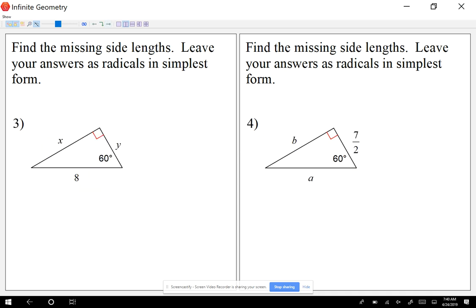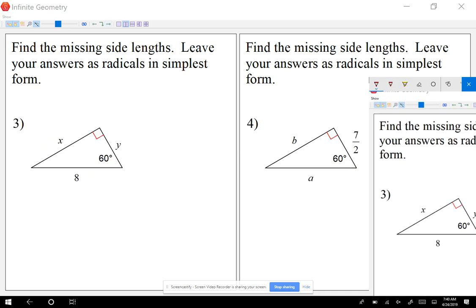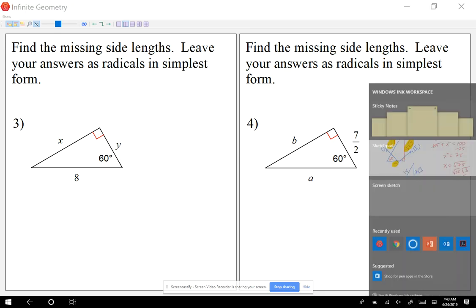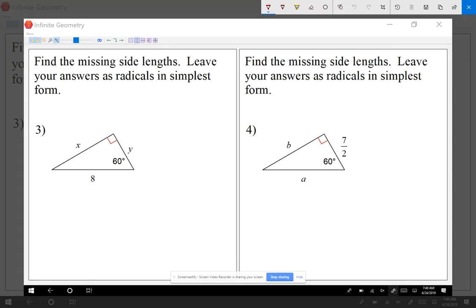Now, let me move on to the 30-60-90. The 30-60-90s are easy. It's the relationship between the hypotenuse and the short side. So I'm looking at question number 3. The hypotenuse is 8. The relationship between the hypotenuse and the short side, which I covered yesterday, is that the short side is half of the hypotenuse. So the hypotenuse is 8, and I'm going to say y is 4. The short side is half of the hypotenuse.